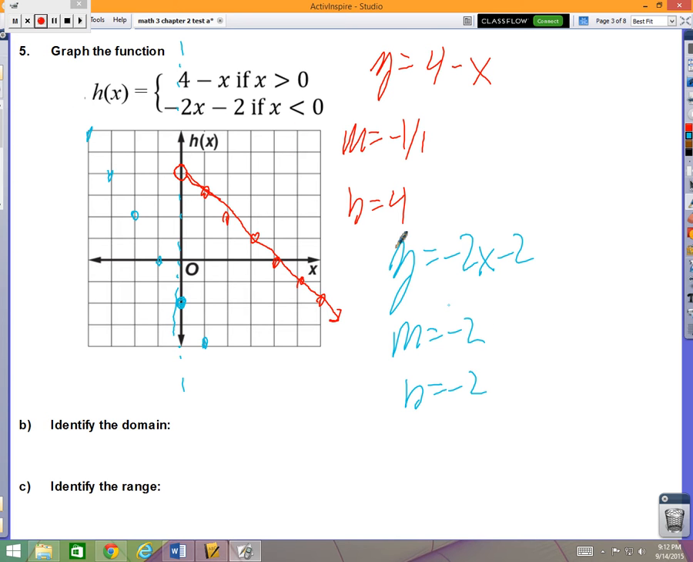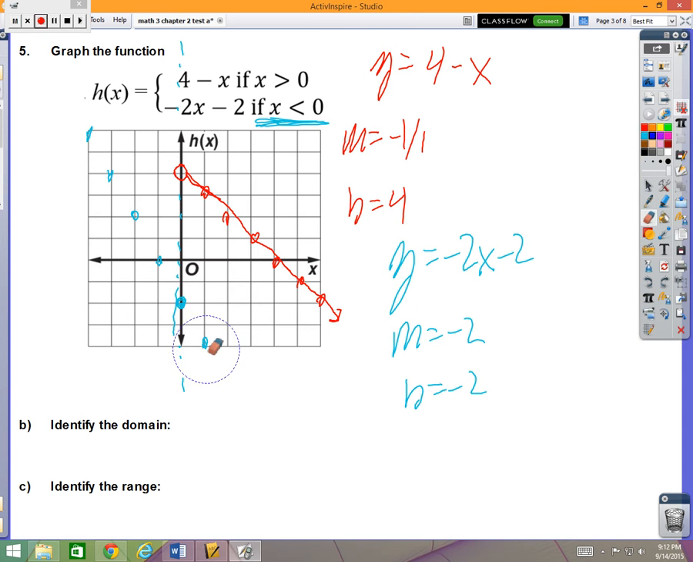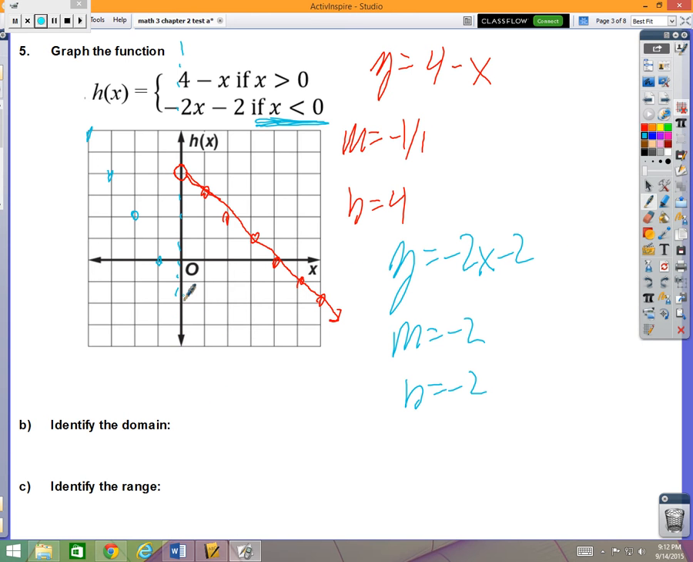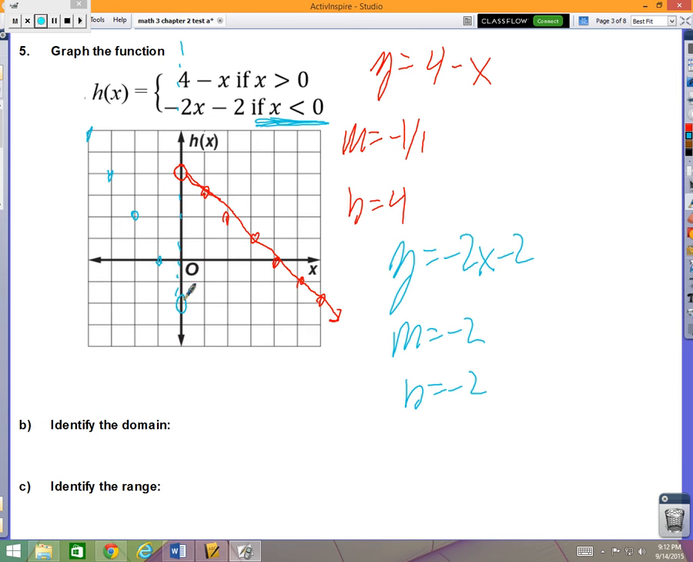But this only exists on the other side of 0, when x is anything less than 0. So here's 0. So this dot does not exist at 0. So it's got to be empty. And it exists anything left of 0, anything less than 0. So your picture's got to look just like that.